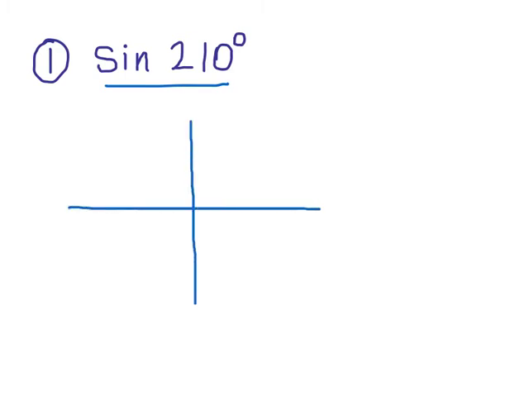And so what you want to do is, when I see sine of 210, I just draw a quick x and y axis, and then I think, where is 210 going to fall? So we know that 180 is halfway around, and so we need to go a little farther than that, and specifically we need to go 30 degrees farther than that. So we go 30 degrees farther than 180, which is here, and that gives us 210.